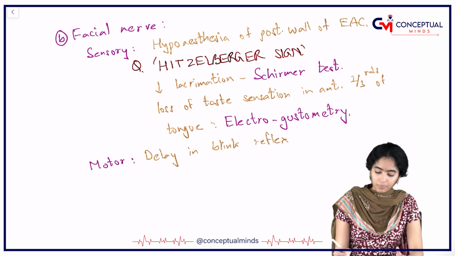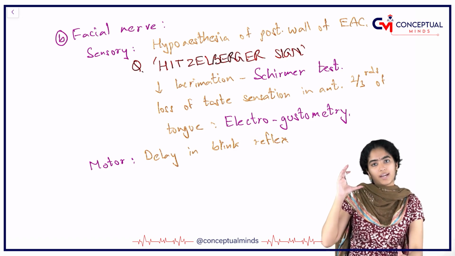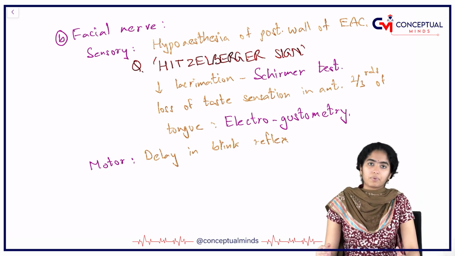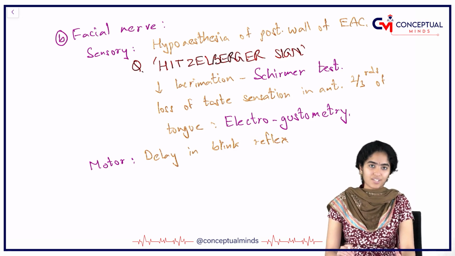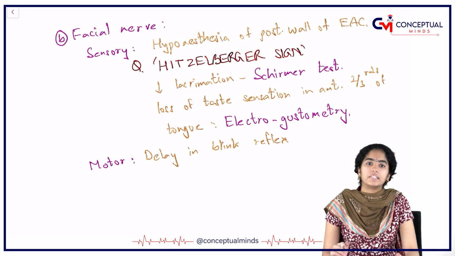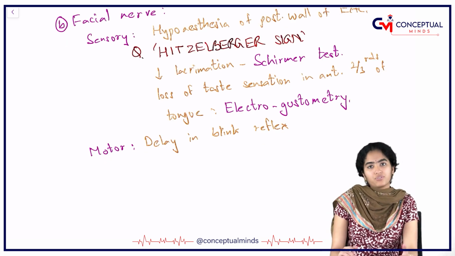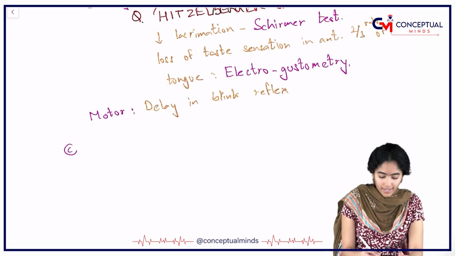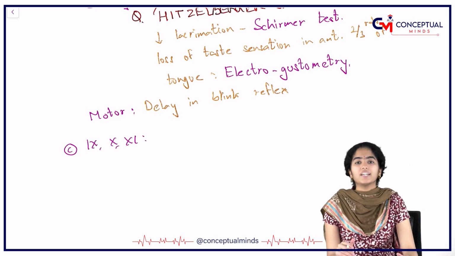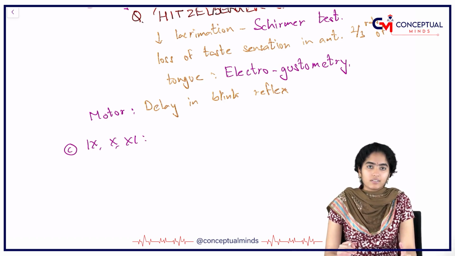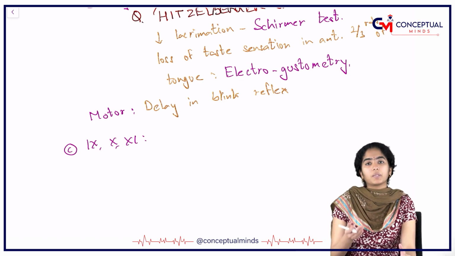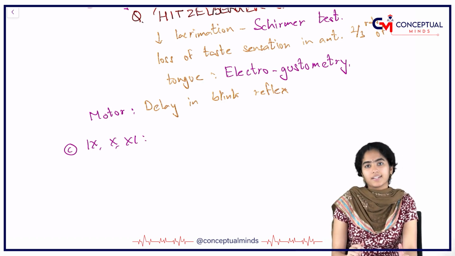For blinking, we need the orbicularis oculi muscle, and that is supplied by the motor component of facial nerve. So when that is affected, the blink reflex is delayed. Then after the facial nerve, we have the 9th, 10th and 11th cranial nerves being affected slowly. And what do these nerves supply? They supply the palate, pharynx and larynx.